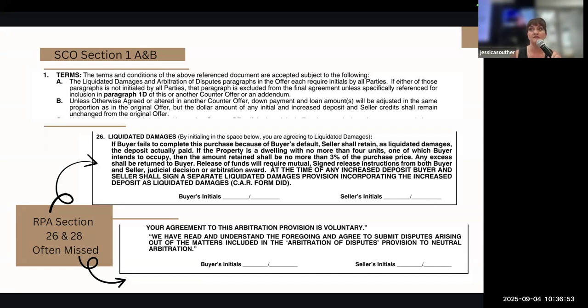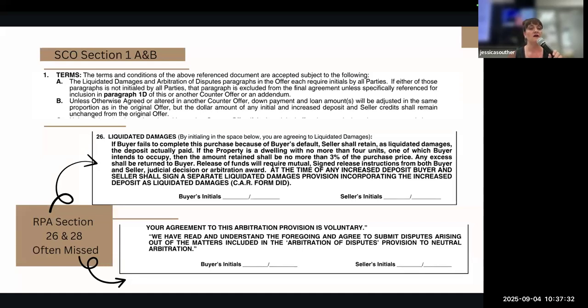The above referenced document. Remember, are we countering to the purchase agreement? Are we countering to a buyer counteroffer? So we are accepting whatever that is with the following changes. So if you do not like a term that is in that purchase agreement, you are going to change that specific term. But everything else, if you don't discuss it or change it in this counteroffer, you are agreeing to it.